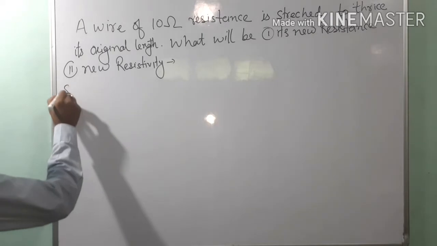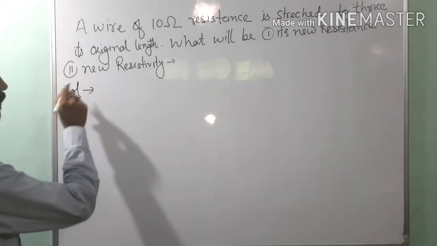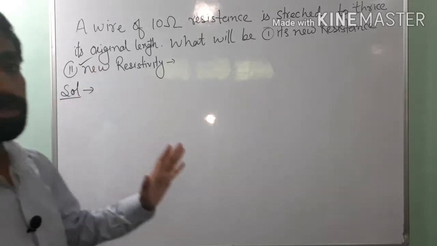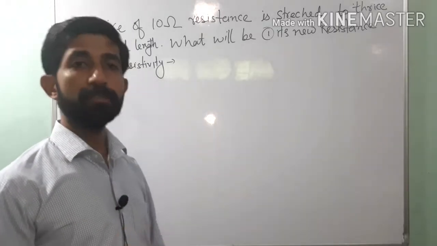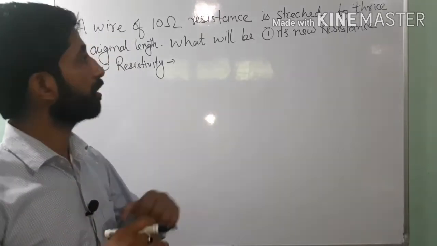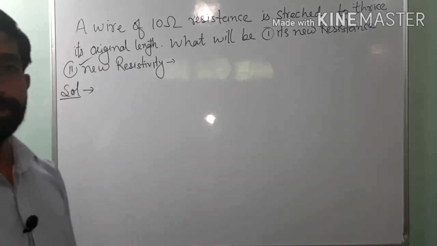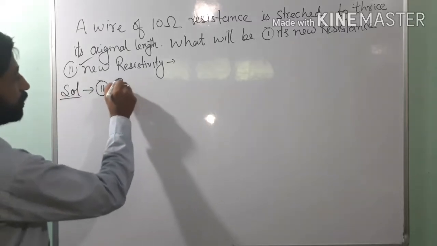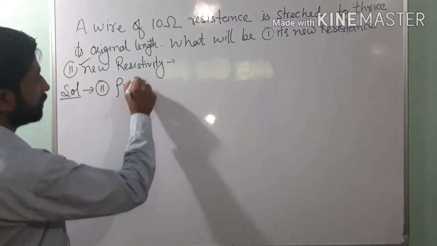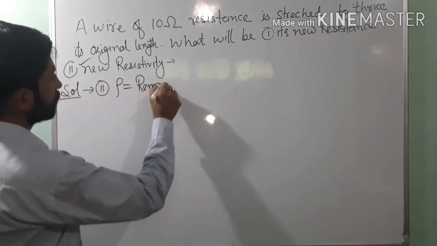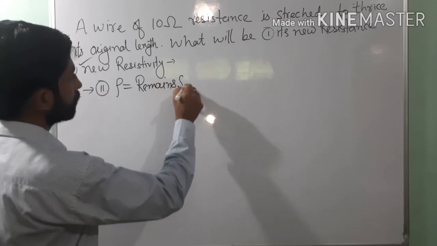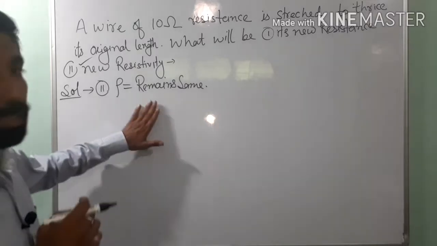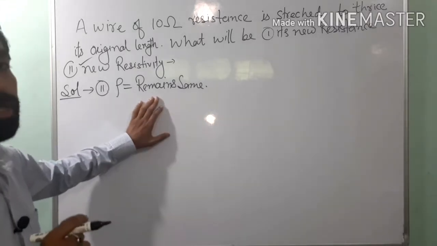So better we go to part number 2. You know that resistivity does not depend on its length or thickness or whatever, that is physical dimension. So the answer of the second part is that the rho does not change, it remains the same. Okay, that is clear, because rho depends only on what?